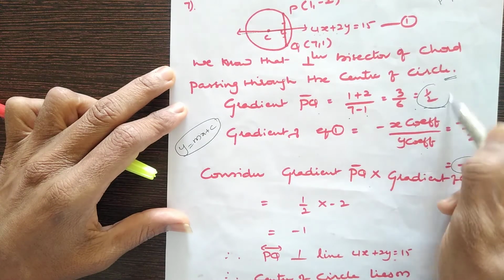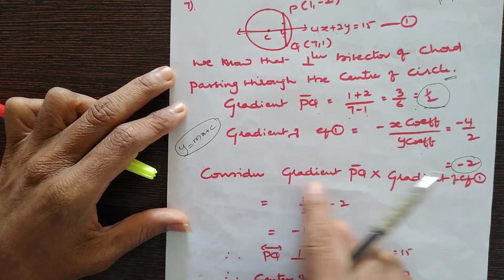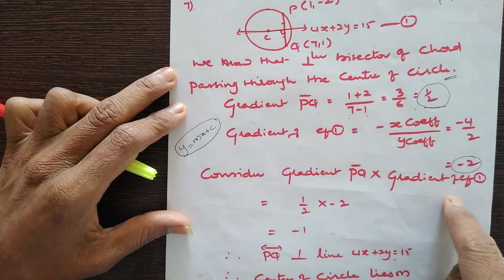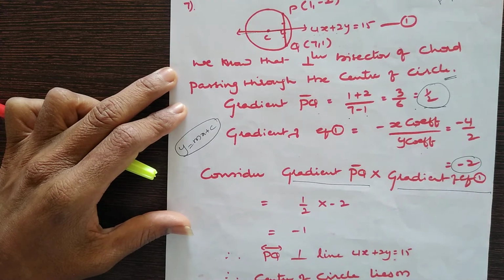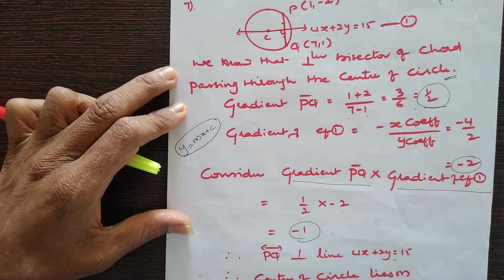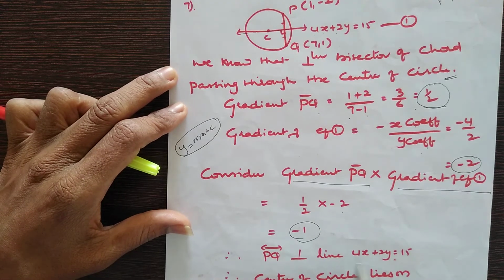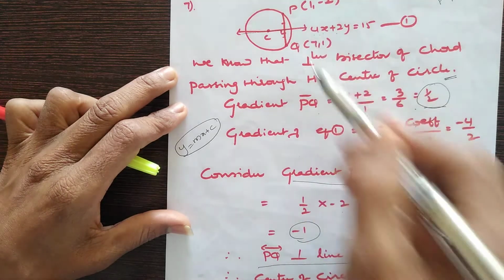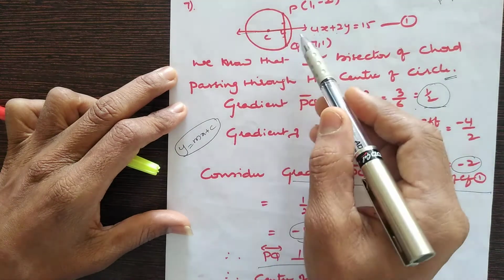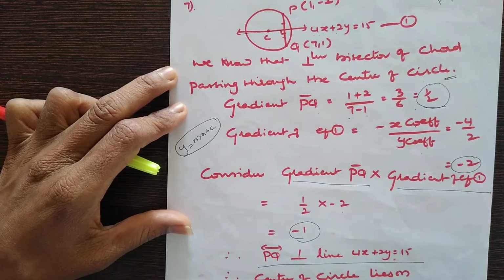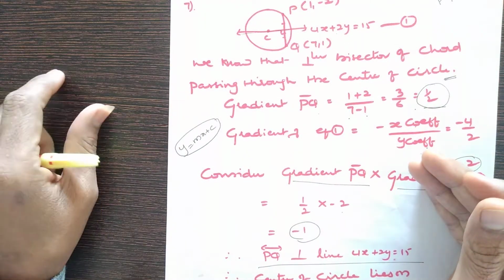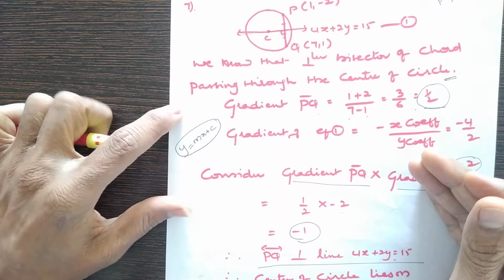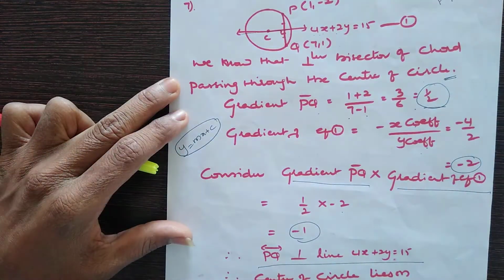Now consider the gradient of PQ and the gradient of equation 1: 1 by 2 into minus 2 gives minus 1. So the product of the two slopes is minus 1, and then we can say they are perpendicular. If it is perpendicular, this is a perpendicular bisector, so it is passing through the center of the circle. The perpendicular bisector of any chord passes through the center of the circle. Is it clear?